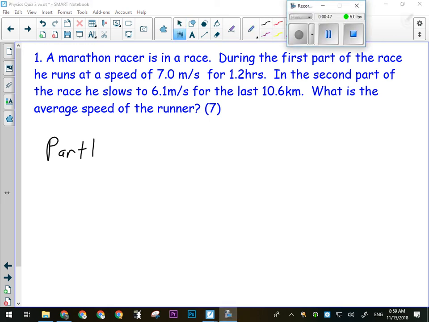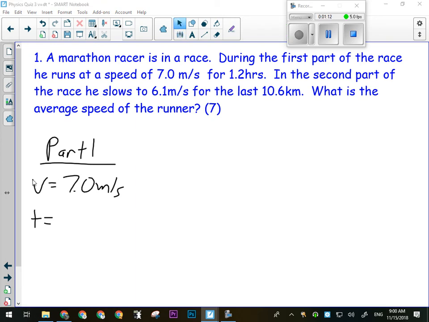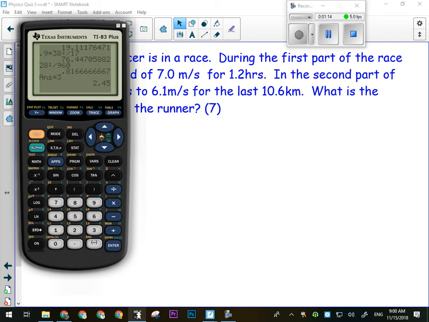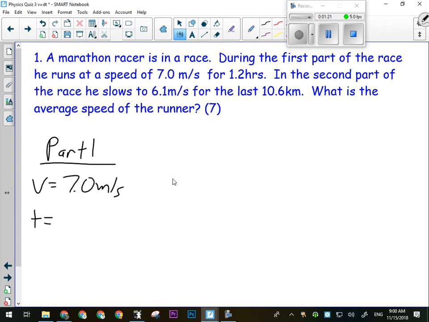Okay, so in part one, the person runs at a speed of 7 meters per second. All right, so notice I did not put an arrow over top of that because this is a scalar quantity, and they do that for 1.2 hours. Well, I'm going to start right away with having my time match my units in the speed I was given. All right, so I'm going to take that 1.2 hours and multiply by 3,600 seconds. All right, so I've got 4,320 seconds.